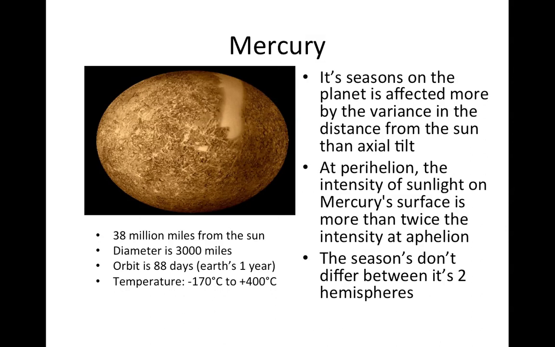Now, as I mentioned, the distance of Mercury from the sun actually varies a lot. So at perihelion and at aphelion, the distance varies a lot, which means the intensity at Mercury's surface is more than twice as much at perihelion than it is at aphelion.